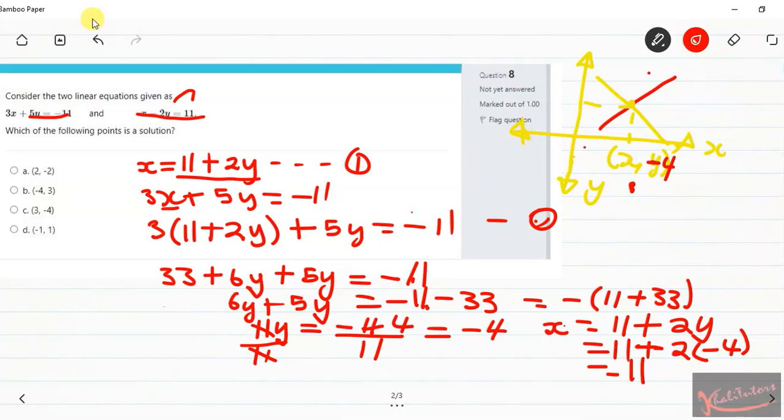So 2 times minus 4 gives us minus 8. Then 11 minus 8 gives us 3. So x equals 3. So we're going to have this point here, which is 3 and minus 4. This is actually the answer that we were looking for, and then you can go to your options and pick this one.